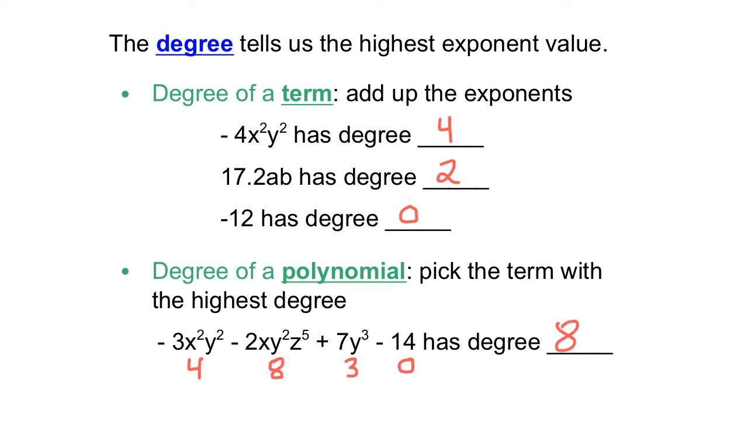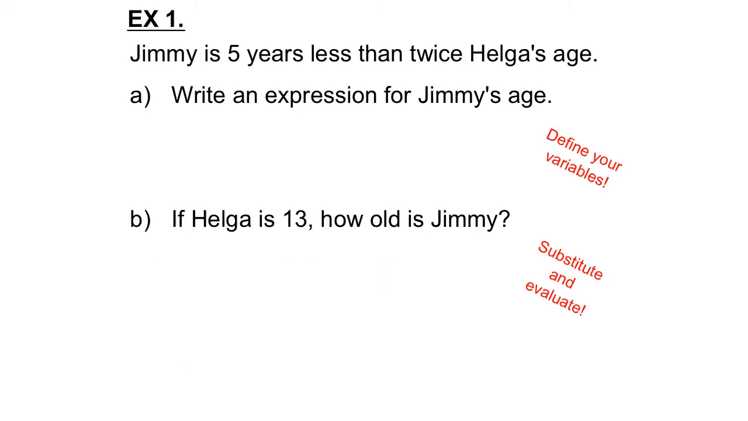So you can find the degree of an individual term. You can find the degree of an entire polynomial. The reason we're looking at this is so that if I talk about a 4th degree polynomial, you'll know what I mean. And if you say the degree of a polynomial, another mathematician would know what you're talking about. So let's finish off the lesson with a few examples.